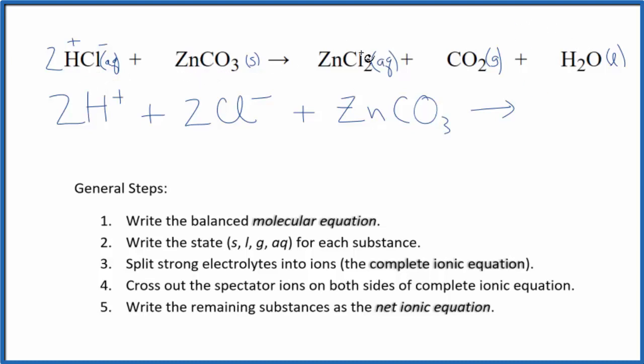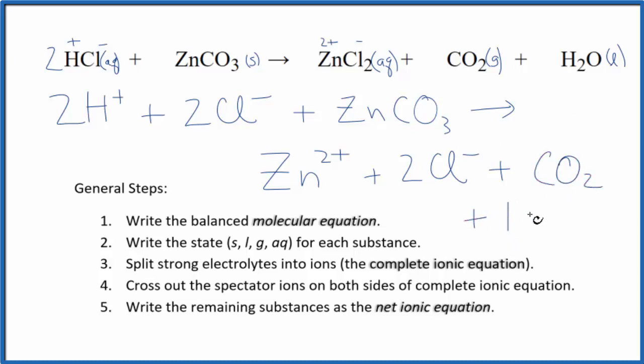For the products, chloride, that's 1 minus, and zinc is always 2 plus here. So we'll have our zinc Zn2 plus ion. We'll have 2 of those chloride ions. And then we don't split gases or liquids or solids here apart in net ionic equations. So we just write CO2, which is the gas, and then H2O. This is the complete ionic equation.